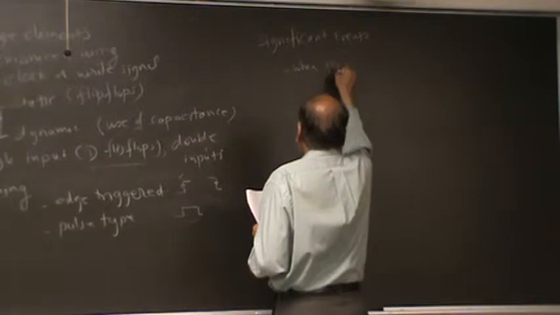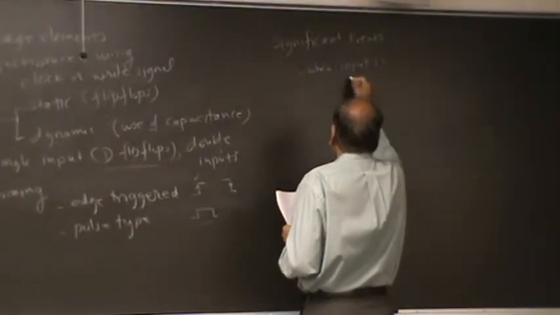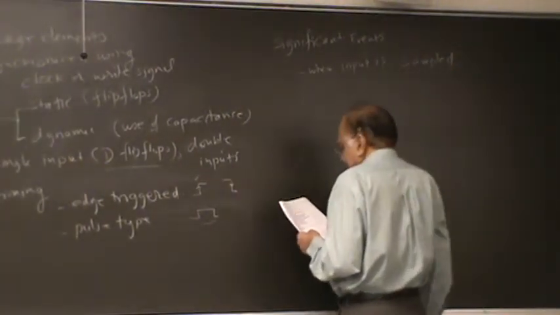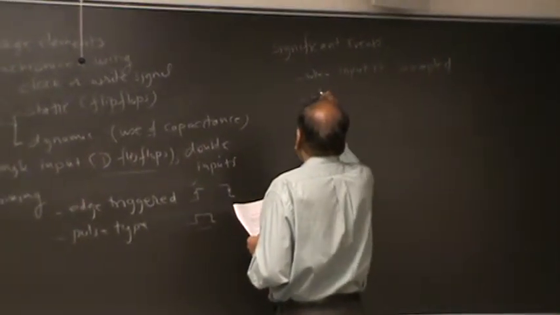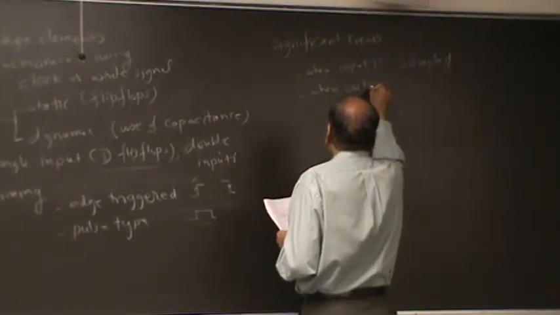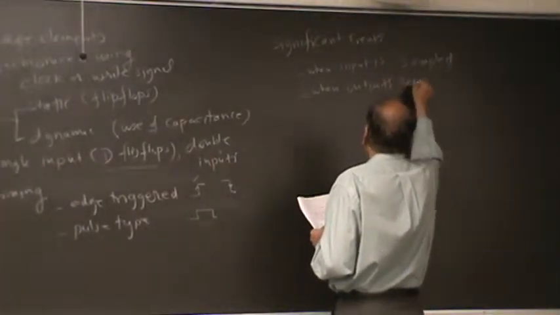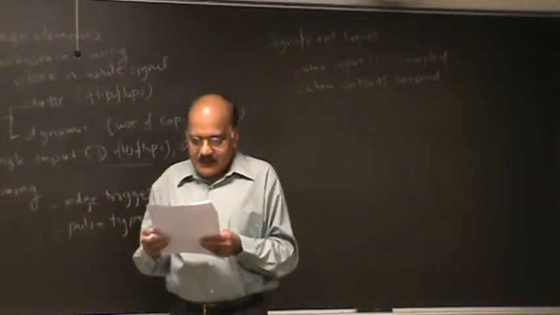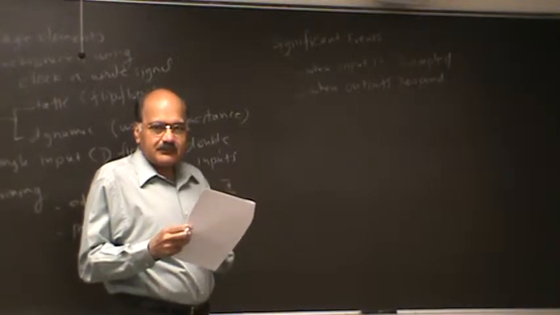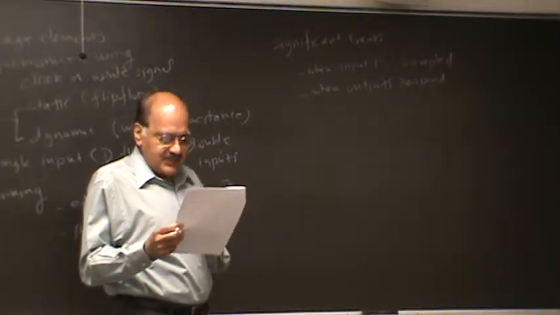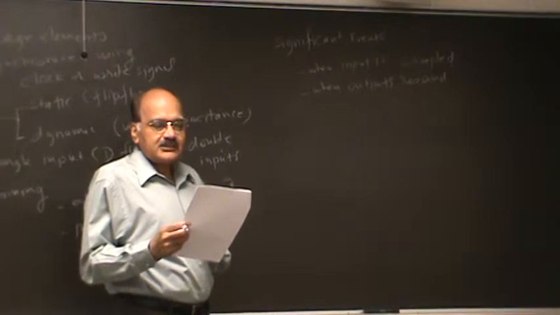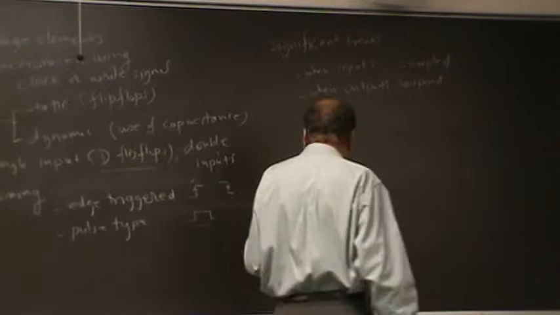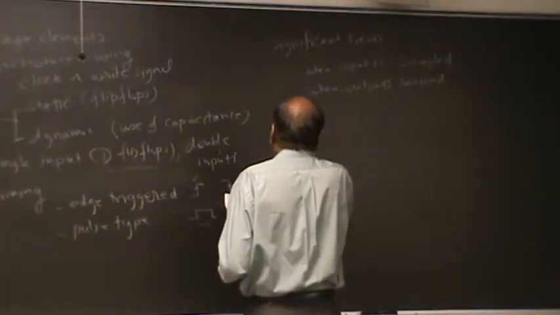When input is sampled, and when the outputs respond. Usually there is some delay. So even in case of a rising edge triggered flip-flop, there's a little bit of delay because of the propagation delays within the flip-flops. Let's look at an example.